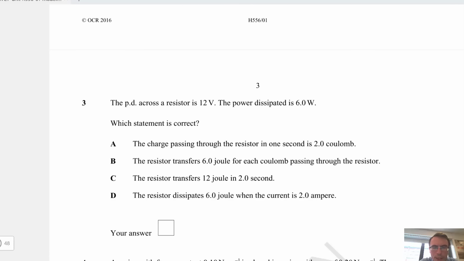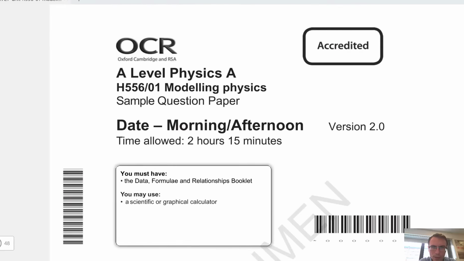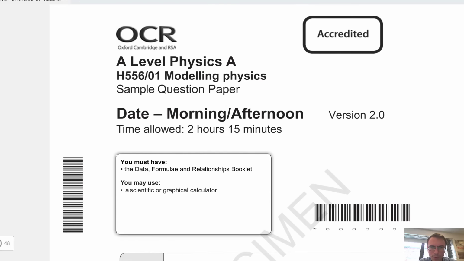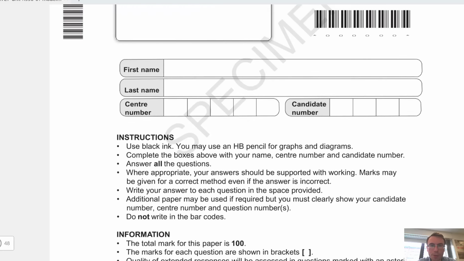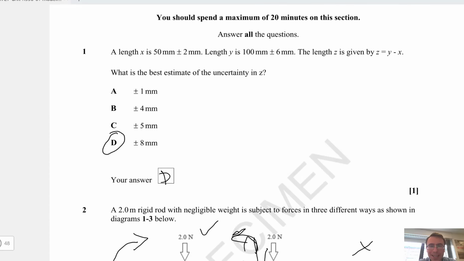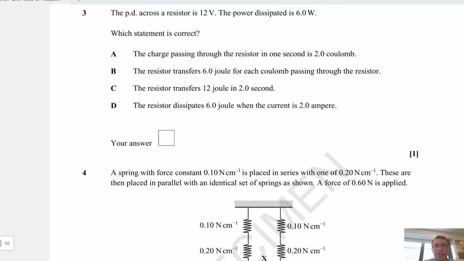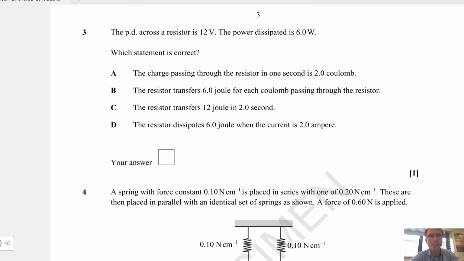Question 3, the PD across the resistor is 12 volts. Now let me just double check. This is the sample question paper for modeling physics. If you're doing OCR, I think there's a little bit of an error in here. Electricity is definitely not tested in this form in modeling physics, but let's do this question anyways. So the PD across a resistor is 12 volts. The power dissipated is 6 watts.